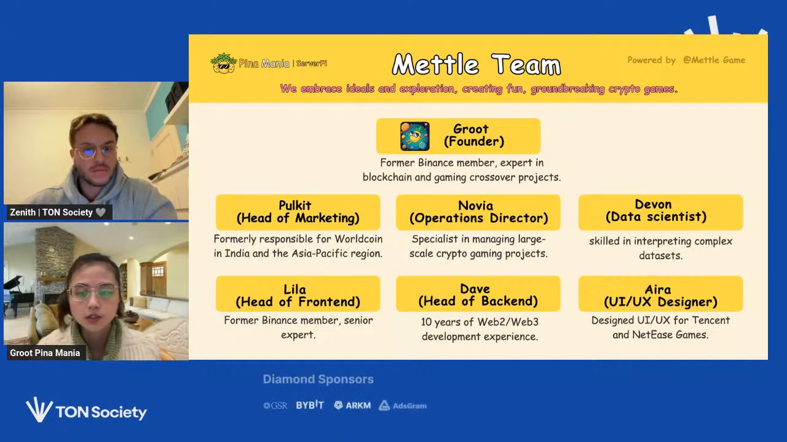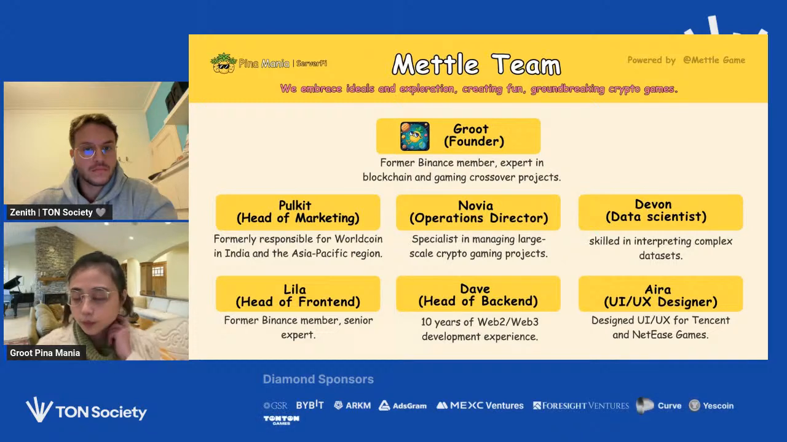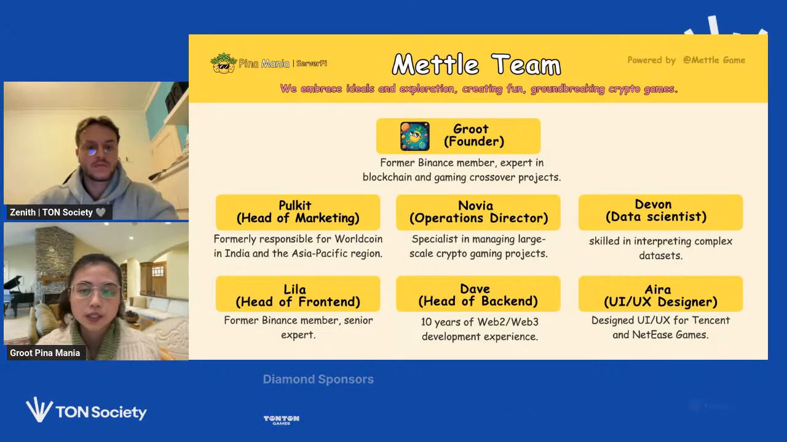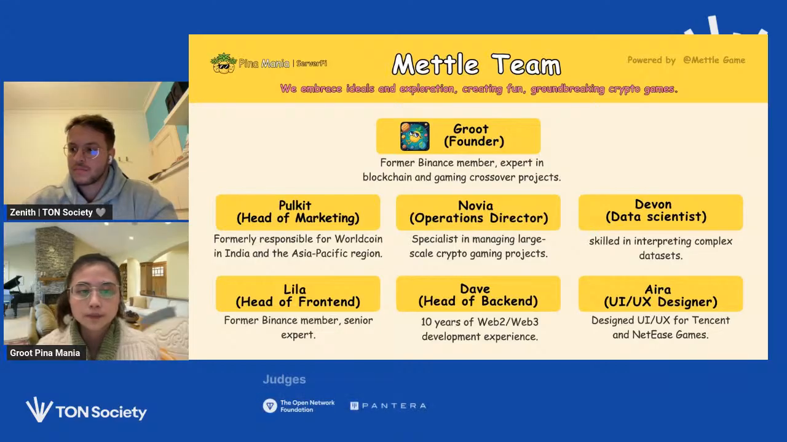Our team consists of top-tier talent in their respective fields, with most members coming from the Blast ecosystem, and we have seasoned experts in marketing, operation, front-end, and back-end development, as well as data scientists and the best UI designers.